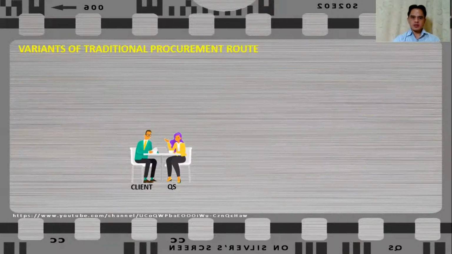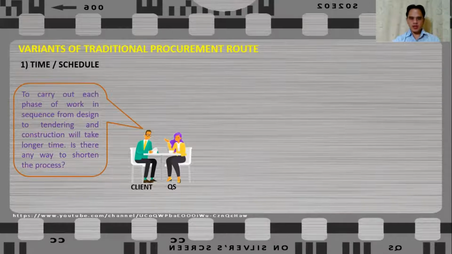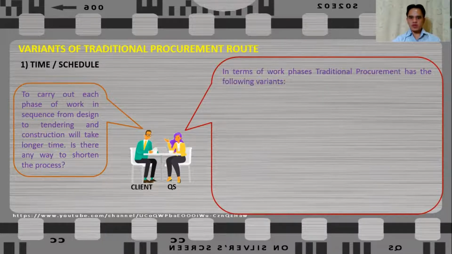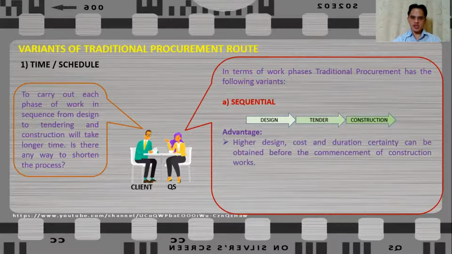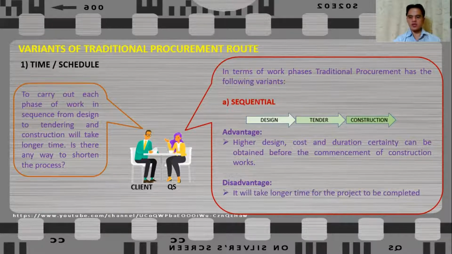design risk. Now let us discuss the variants of traditional procurement route in terms of time or schedule. As the client may ask if there is any way to shorten the process, because to carry out each phase of work in sequence from design to tendering and construction will take longer time. In terms of work phases, traditional procurement has the following variants. First, sequential, where the design is completed prior to tendering and construction. This gives an advantage of higher design, cost, and duration certainty can be obtained before the commencement of construction works. While the downside of sequential work process is that it will take longer time for the project to be completed.